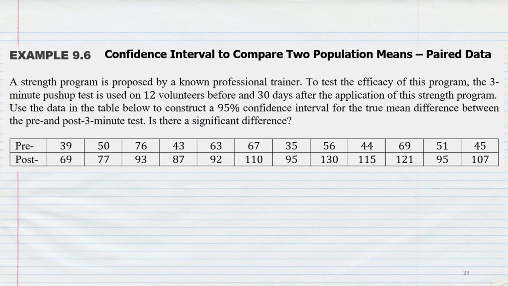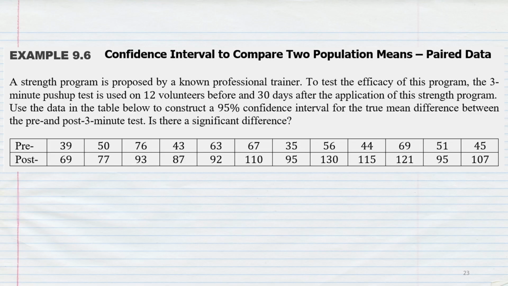Let's do example 9.6, confidence interval to compare two population means, paired data. A strength program is proposed by a known professional trainer. To test the efficacy of this program, the 3-minute push-up test is used on 12 volunteers before and 30 days after the application of this strength program. Use the data in the table below to construct a 95% confidence interval for the true mean difference between the pre- and post 3-minute test. Is there a significant difference?